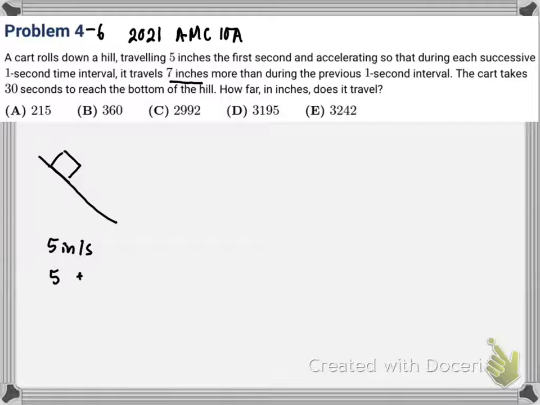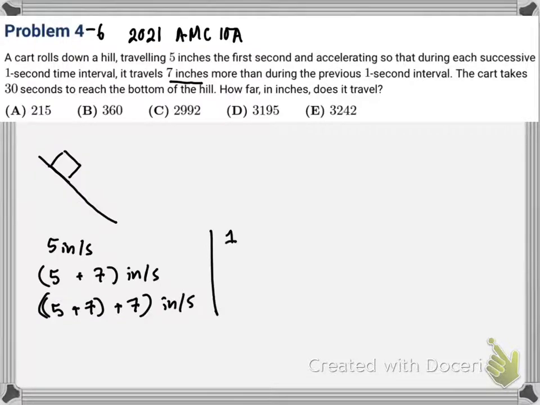So it's going to go 5 plus 7 inches per second in the second. And then it's going to go 5 plus 7 plus another 7 inches per second in the third second. So 1, 2, 3. And it keeps doing this for 30 seconds. So I'm going to see what our final speed is going to be. Well, I notice I'm adding 7 every time, and I'm doing this 29 times, which is 30 minus 1, because I'm not doing it initially. So I'm going to have 5 plus 29 times 7 inches per second, and that's going to be my speed.